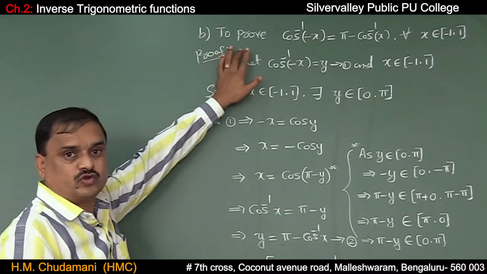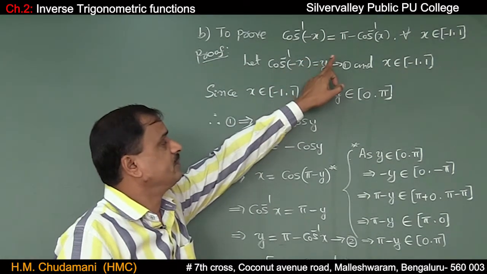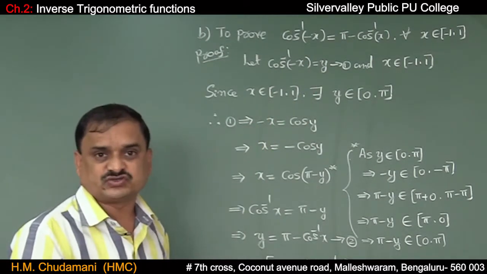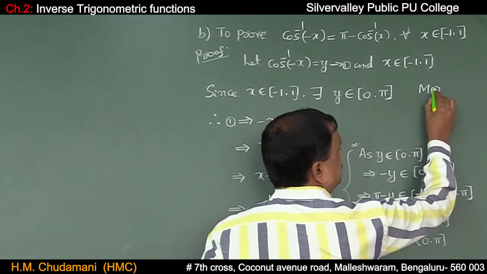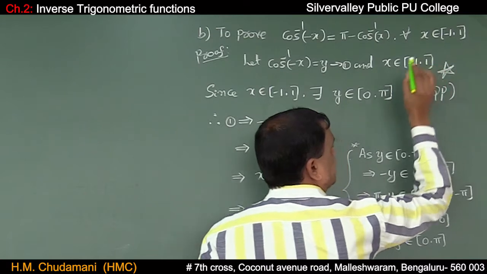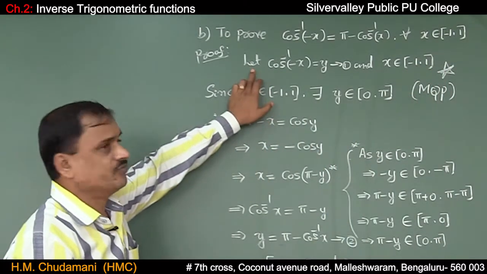Number B, to prove cos inverse of minus x is equal to pi minus cos inverse x for all x belongs to minus 1 comma plus 1. This is there in the model question paper. So it's an important identity under the 2 mark section. Let us prove this. Proof.